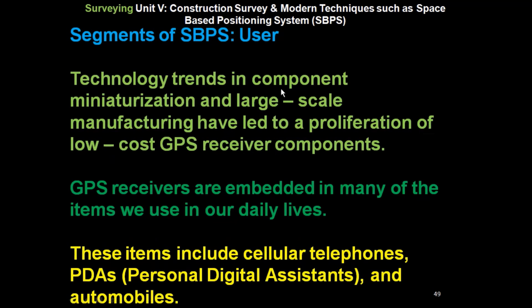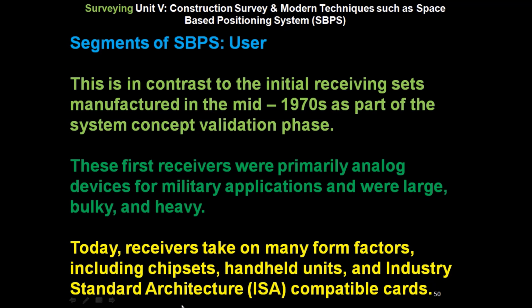Technology trends in component miniaturization and large-scale manufacturing have led to a proliferation of low-cost GPS receiver components. The GPS receivers are embedded in many of the items we use in our daily lives. These items include cellular telephones, PDAs, that is personal digital assistants, and automobiles.